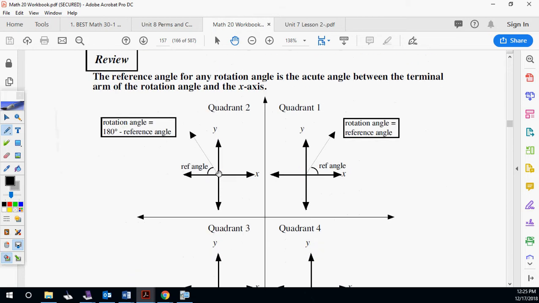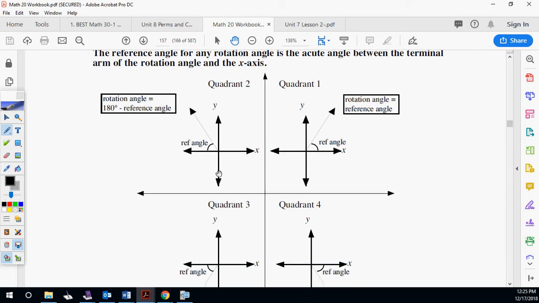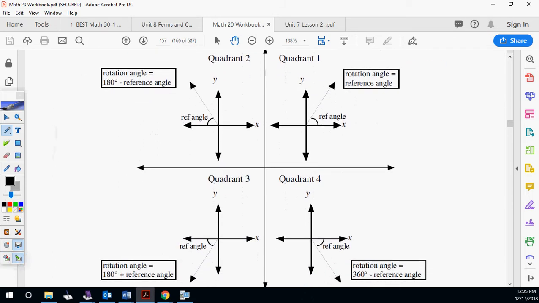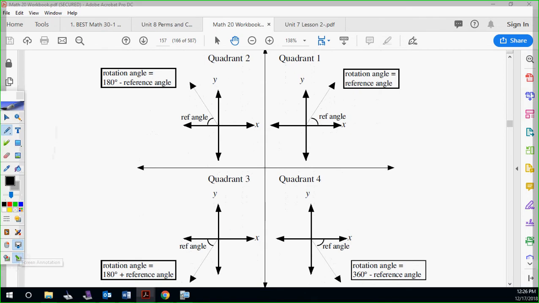So the reference angle for any rotation angle is the angle between the terminal arm and the x-axis. So I've already said this, for those guys who are gone. So if you have this angle here, this is the angle that it makes, but the reference angle comes from the distance back to 180. So that's why it's 180 minus the reference angle equals the rotation. So if our reference angle is 30, 180 minus 30 would be 150. That means that this is 150, just for context.